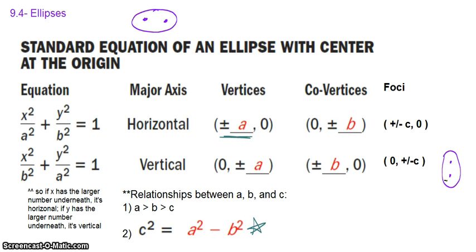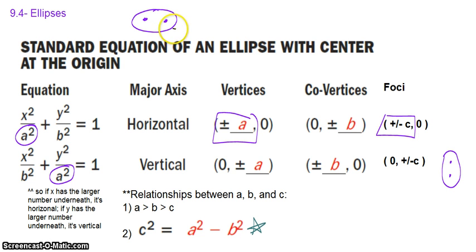The way you can tell from an equation whether you are vertical or horizontal is based off of where your A value is. A is always going to be larger than B. So whichever one of these, X or Y, has a bigger number underneath it tells you whether you're horizontal or vertical. In this top one, A is bigger than B, so my bigger number is underneath X, so I'm horizontal. That also means my vertices are X values, and my foci are X values.